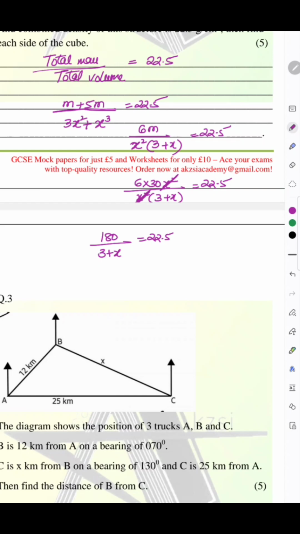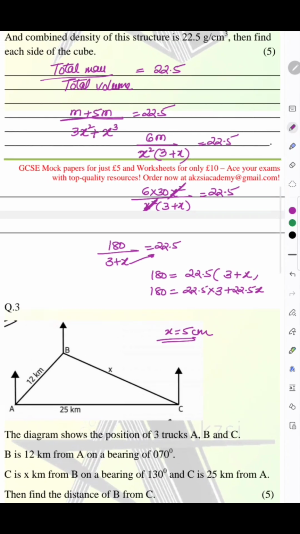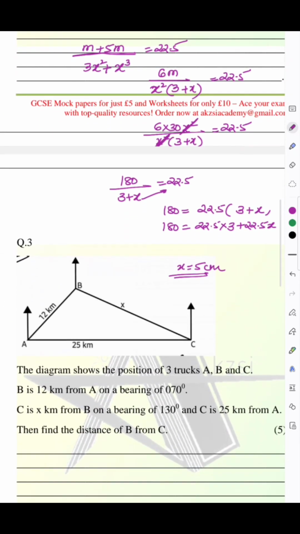You can clearly see it's now way easier to calculate x. It's now a linear equation that we have to solve. So cross multiply, it will go up there. 180 is equal to 22.5 times (3 plus x). So 180 is equal to 22.5 times 3 plus 22.5 times x. From here, I'll calculate x as 5 centimeters. So the length of each side of this cube is 5 centimeters. That's what they are asking.